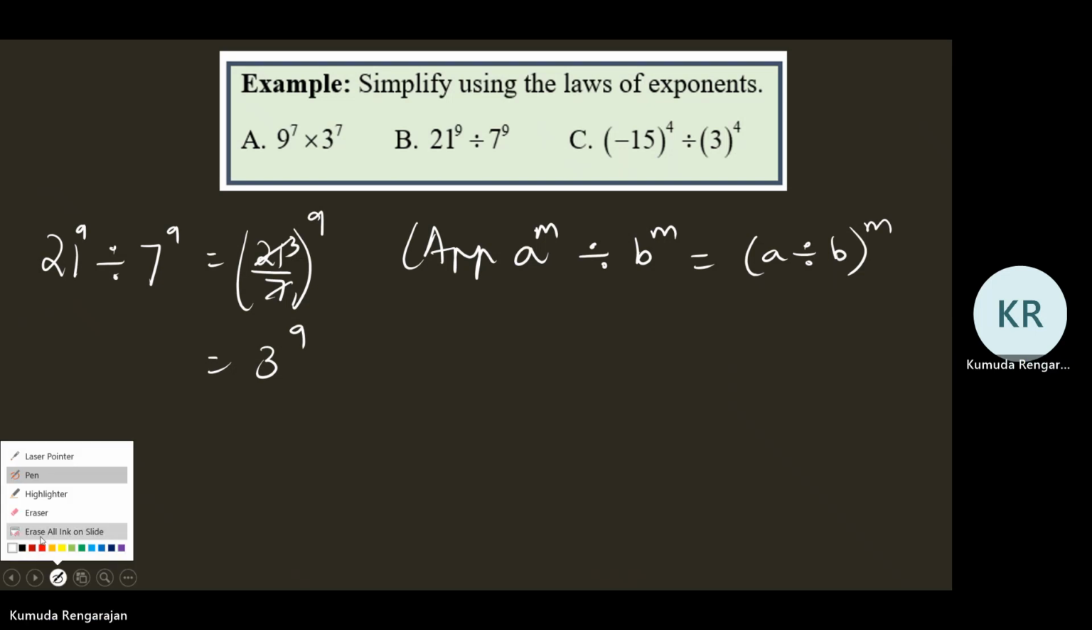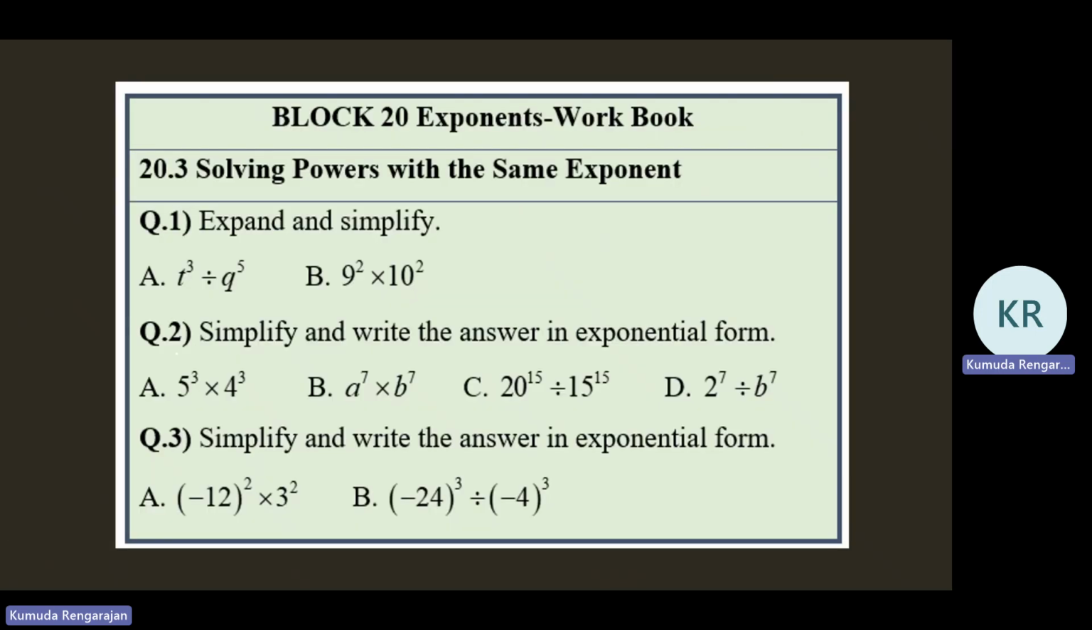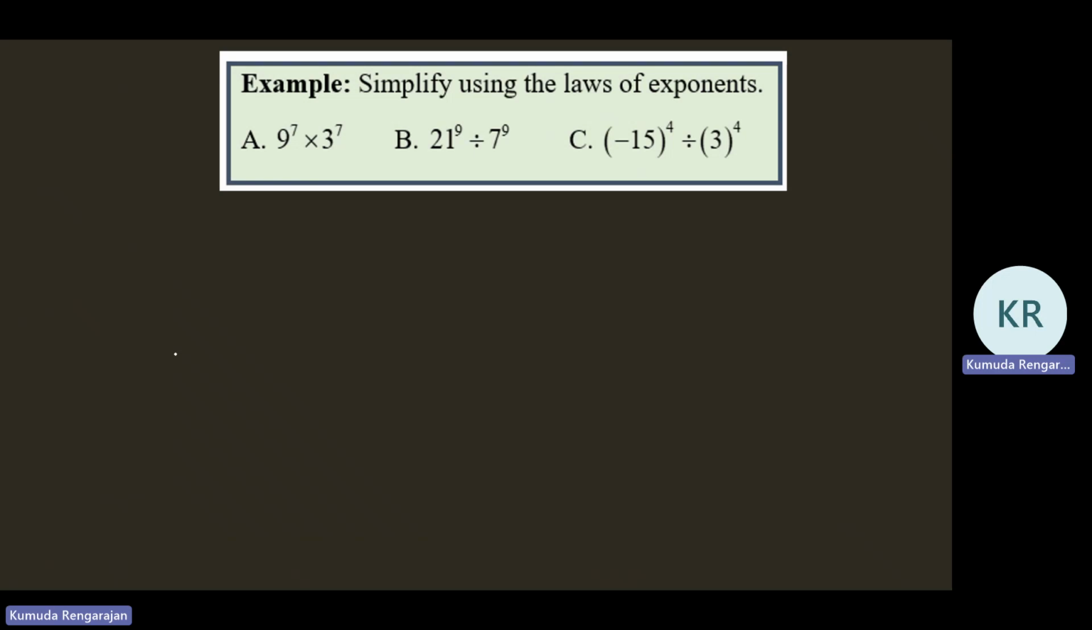Correct? Next one. I wouldn't write 1. One minute, let me show you. 7 to the power 9. So this is 21 by 7, the whole power 9.